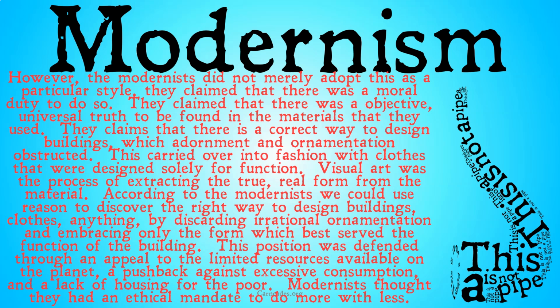It's important to understand this because modernism in architecture is not simply, oh, this is one way we decided to make architecture. It is a philosophical position that says this is the right way to make architecture. This position was defended through an appeal to the limited resources available on the planet, a pushback against excessive consumption, and a lack of housing for the poor.